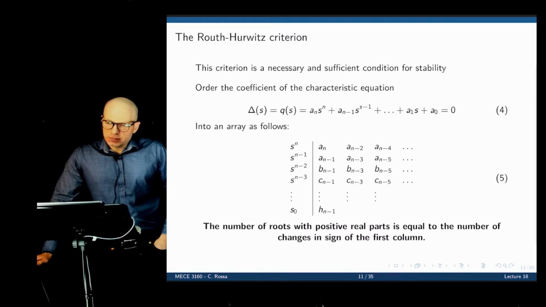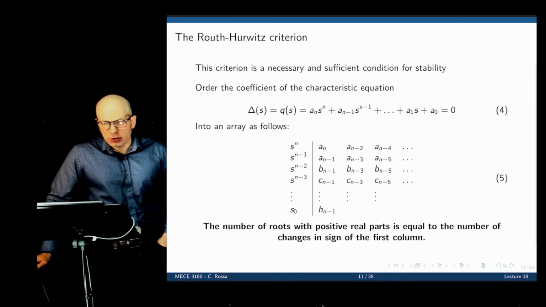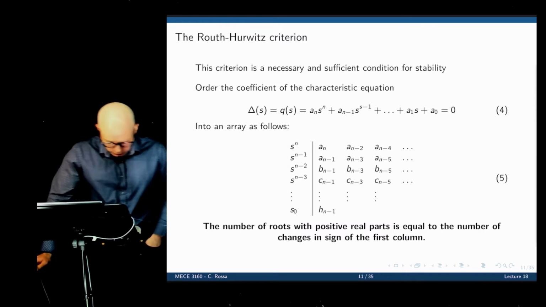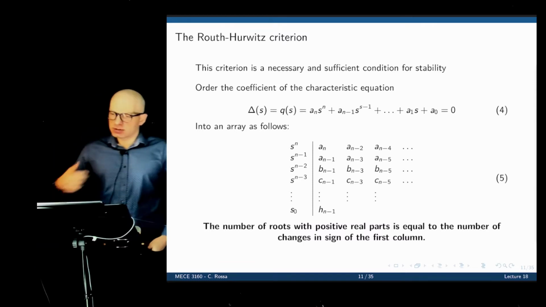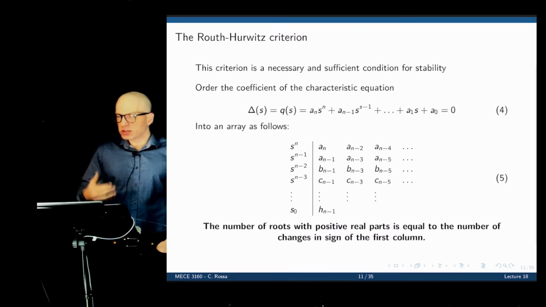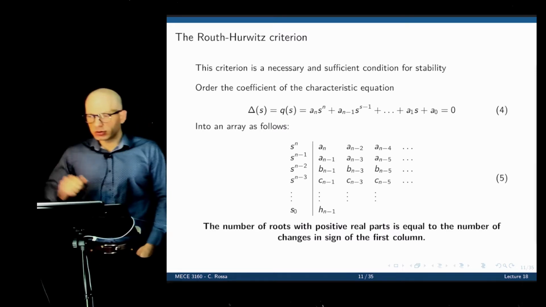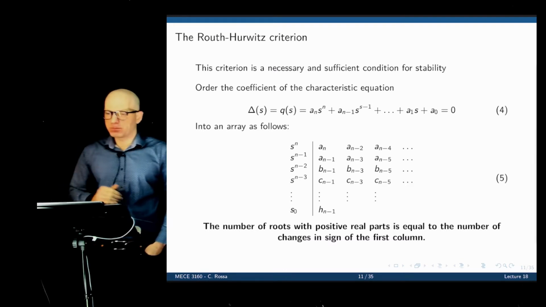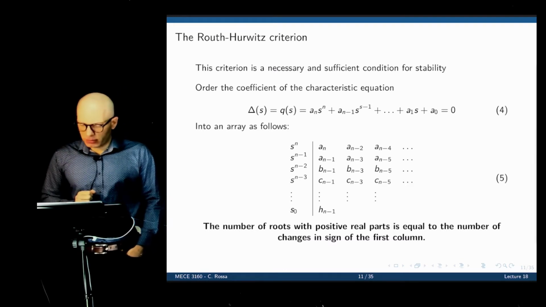I'm not going to explain how the Routh-Hurwitz stability criterion was derived. That's for the mathematicians to do. We're going to accept it as it is, and we're going to apply it to our problem. There are calculus textbooks out there that explain how this condition was derived very well. All we need is to apply this to our problem.